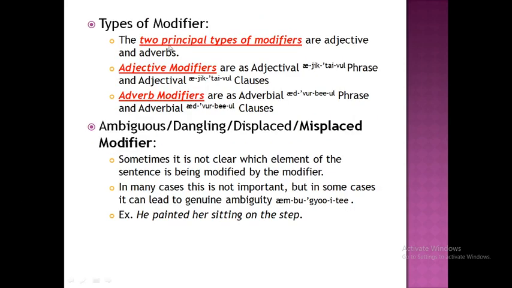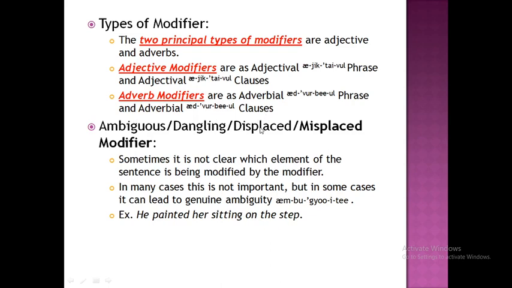So, types of modifier. There are two principal types of modifier. The first one is adjective modifier. The second one is adverb modifier. Adjective modifiers are adjectival phrases and adjectival clauses, and a word as well. Adverb modifiers are adverbial phrases and adverbial clauses. These are two different types.